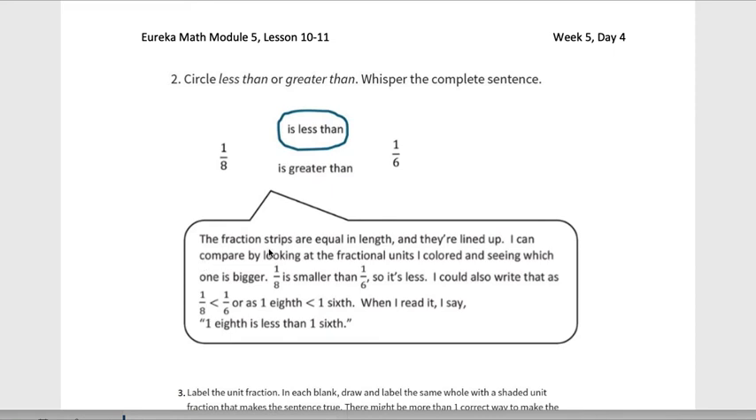So it says the fraction strips are equal in length and they're lined up. I can compare by looking at the fractional units I colored and seeing which one is bigger. 1/8 is smaller than 1/6, so it's less. I could also write that 1/8 is less than 1/6. When I read it, I say 1/8 is less than 1/6.